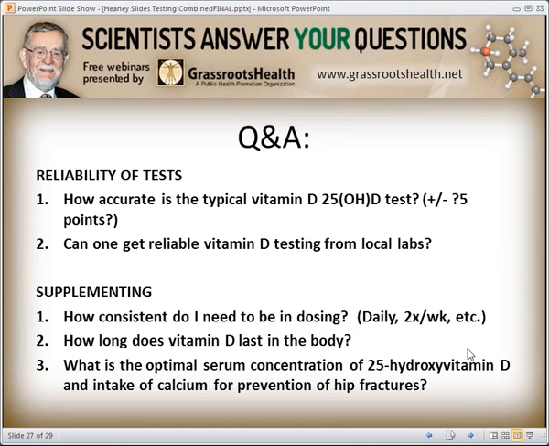Calcium probably needs to be in the range of 1,200 to 1,500 milligrams per day. But calcium doesn't do much by itself. It needs the vitamin D. And when it comes to bone, vitamin D needs the calcium as well. So these are really partners that have to go together.